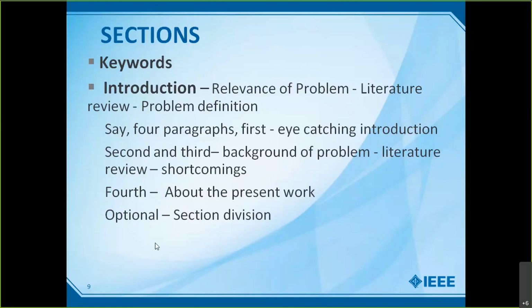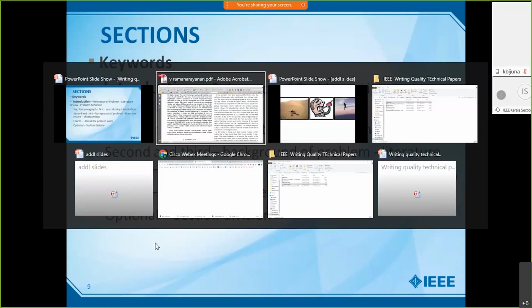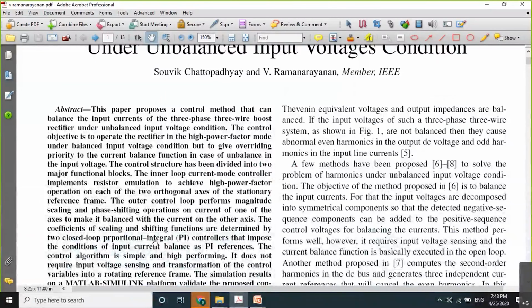I'm looking at this wonderful paper of the late V. Ramanarayanan of IISc Bangalore. See how he has put the paper. This is the first paragraph of the paper, where he introduces the broad area. Then he introduces, in the second paragraph, another method proposed in reference 7.